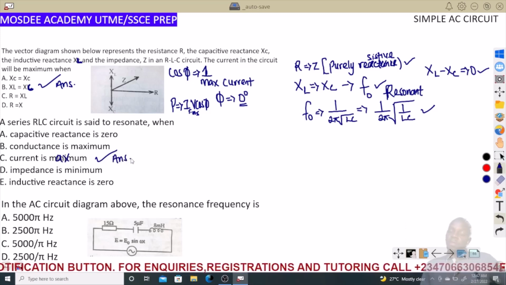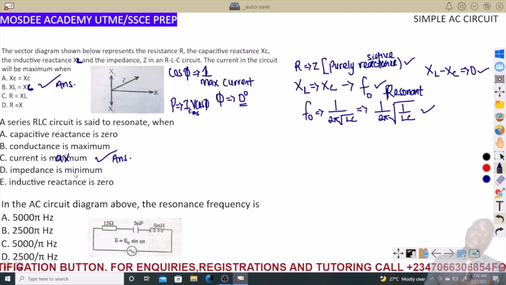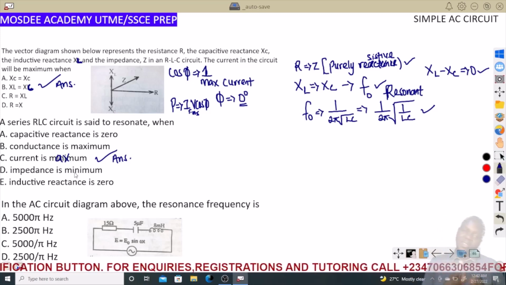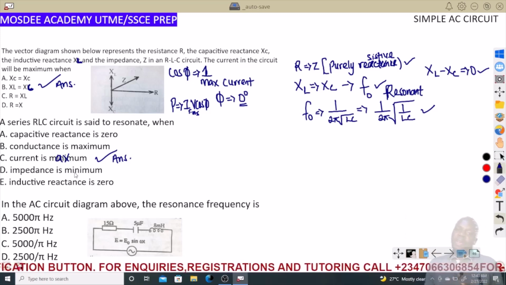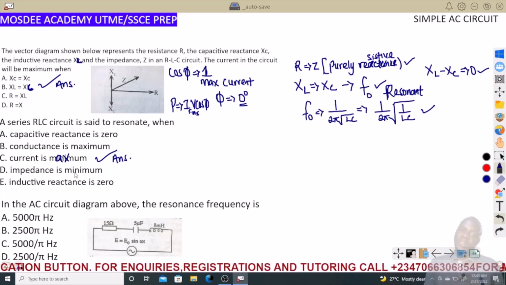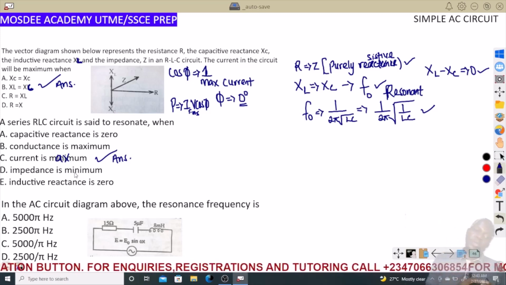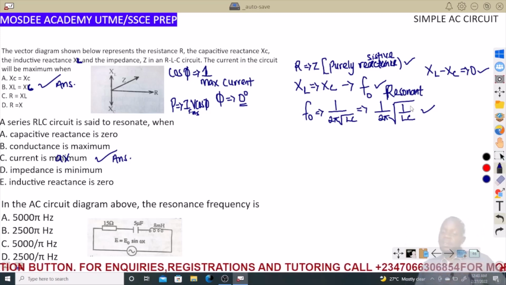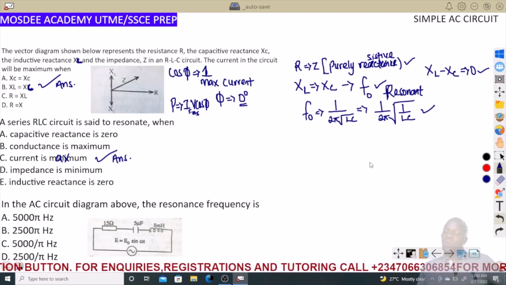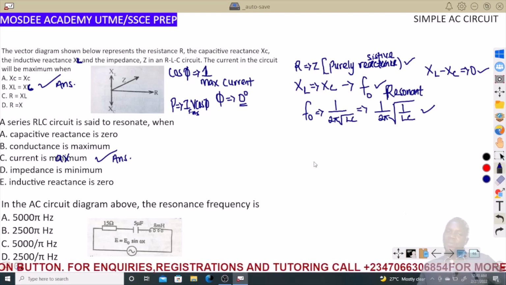Please, there is no way mistakes will not come about. Apologies for the mistake from my team. I think they are typing very fast. So note that capacitive reactance is equal to inductive reactance, and at that point, the value of impedance is what? Minimum. Conductance is maximum, is not. So current is maximum, is very right. I said R equals Z. That is the condition. Always keep it at that. R must be equal to Z, and if R is equal to Z, you can follow that.